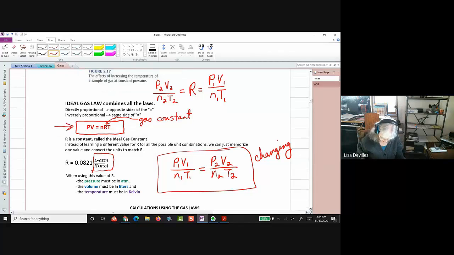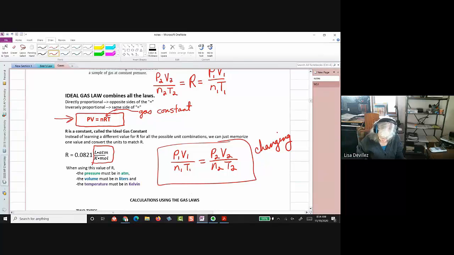For this equation here, where things are changing, as long as my volume is in the same units or my pressure is in the same units, I don't necessarily need to convert those. Again, temperature, no matter what, is always in Kelvin.